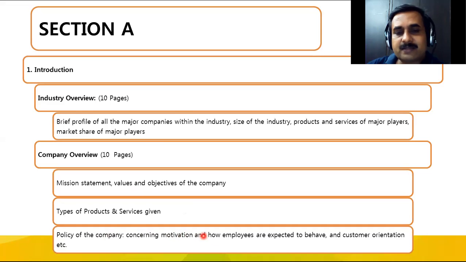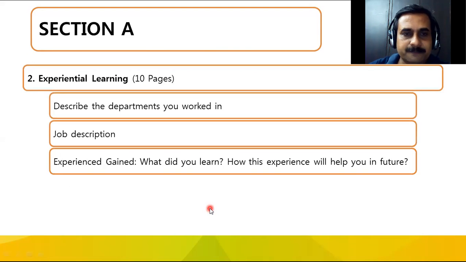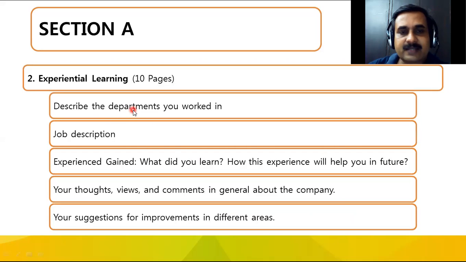Policy of the company concerning motivation, how employees are expected to behave, customer orientation, etc. We are going to cover it in detail in different parts of our lecture series. Now, experiential learning: describe the department you worked in, then job description, experience gained, what did you learn, how this experience will help you in future, your thoughts, views, comments in general about the company, and your suggestions for improvement in different areas. This would be the framework for your experiential learning, which you have come out with after completing your research internship.